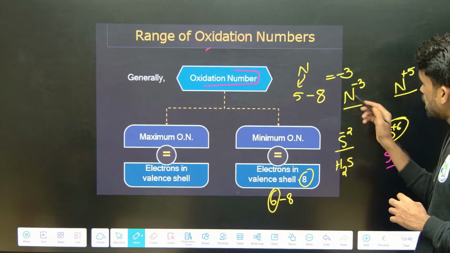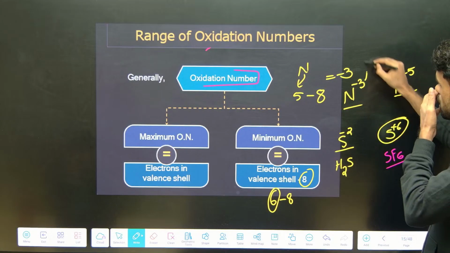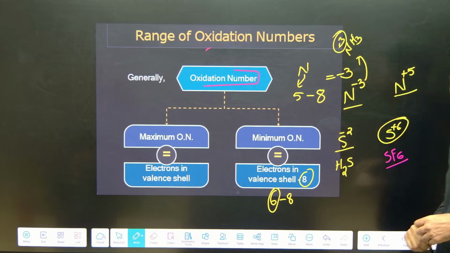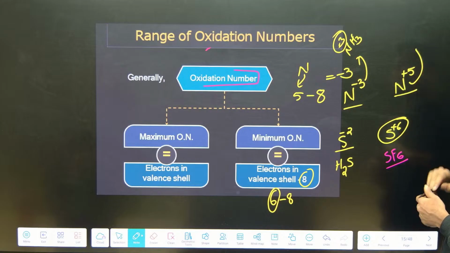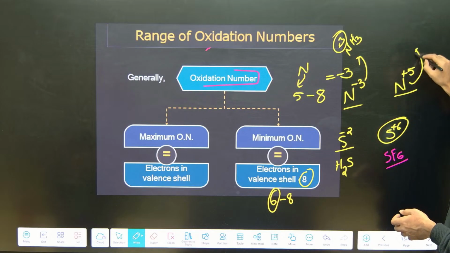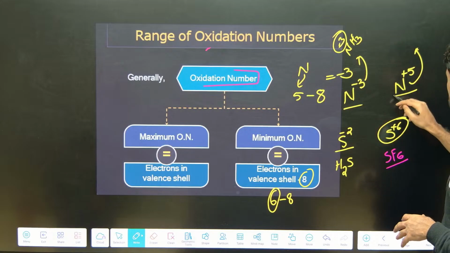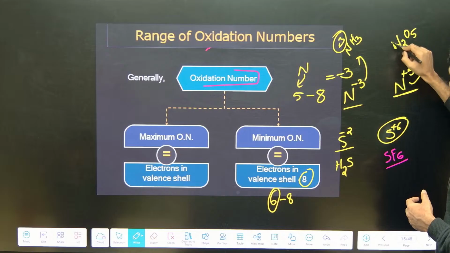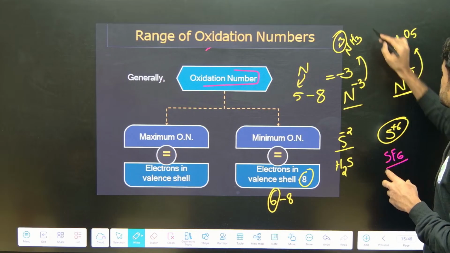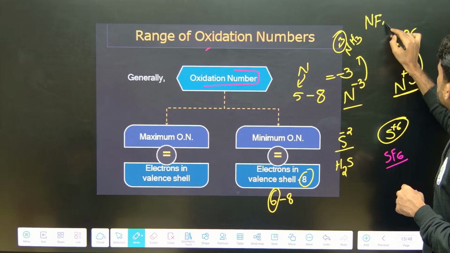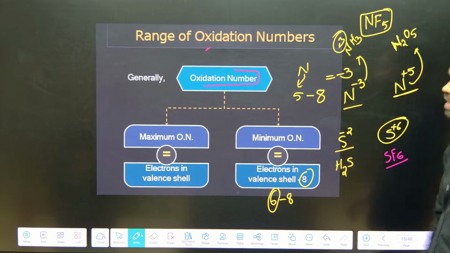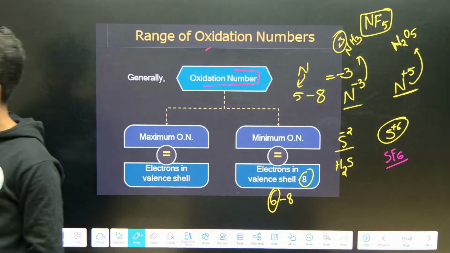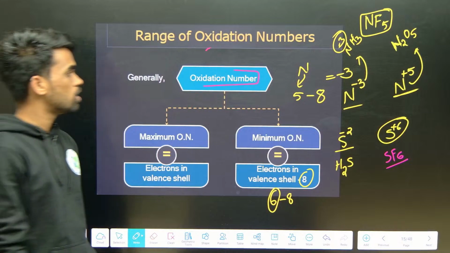Now what about NH3? Here, ammonia, nitrogen is in the minus 3 oxidation state. What about NF5? NF5 is not possible. So what is a possible plus 5 oxidation state compound? You can take N2O5. Now tell me, is it possible to make a compound of the NF5 type? Why not? Because of the electronegativity of chlorine? No, that is not the reason.